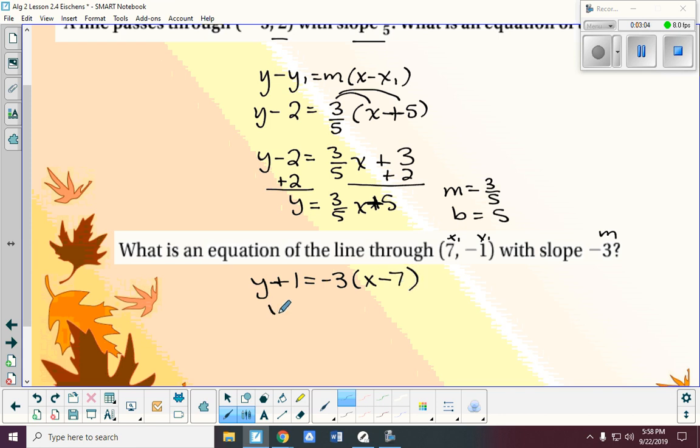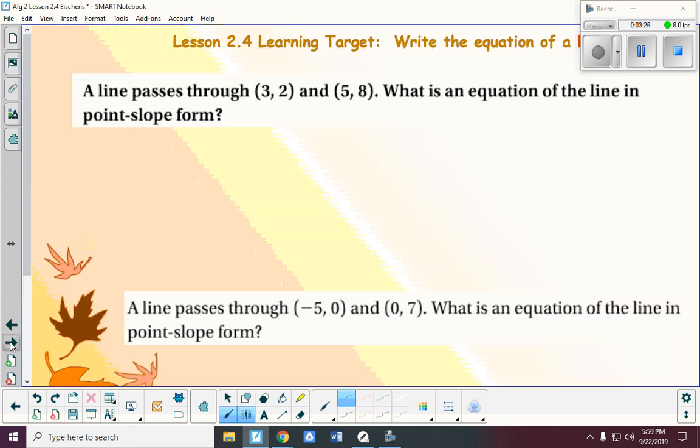So now we will distribute the negative 3 through. So that's negative 3x, and then negative 3 times negative 7 is a positive 21. Watch those negatives there. And so now we will subtract 1 to get the y by itself. And there is the equation of that line. y equals negative 3x plus 20.